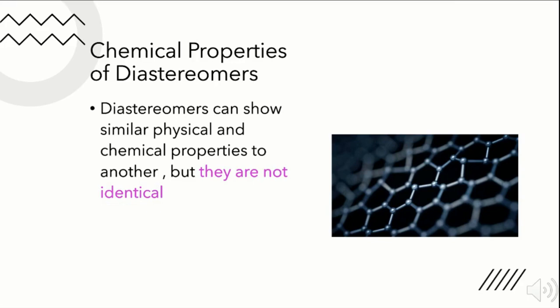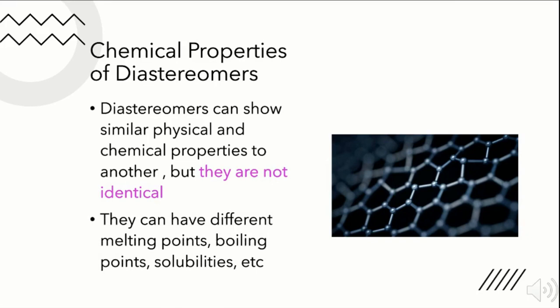They can have different physical properties, such as different melting points, boiling points, densities, and solubilities. And though diastereomers can show similar chemical properties, they will not show identical chemical properties. Diastereomers can also be separated from one another through techniques such as fractional crystallization, fractional distillation, or chromatography.